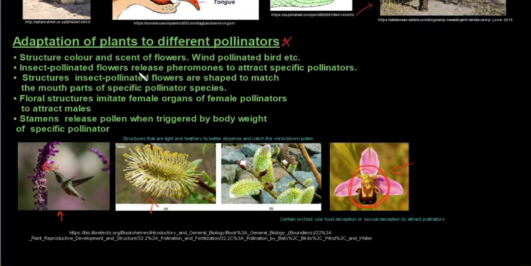So insect pollinated flowers release pheromones to attract specific pollinators. Structures: insect pollinated flowers are shaped to match the mouthparts of specific pollinator species like this one down here. Floral structures imitate female organs of female pollinators to attract males. And then the stamens release pollen when triggered by body weight of specific pollinators, which is quite cool as well.